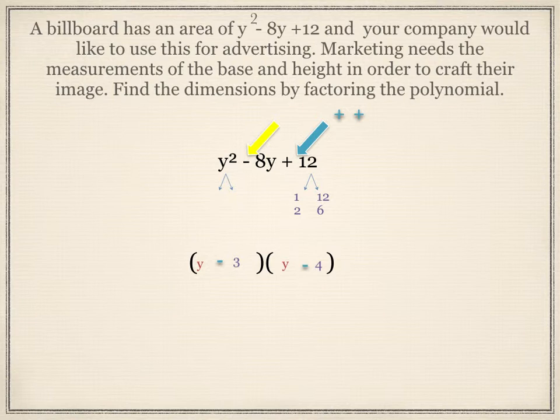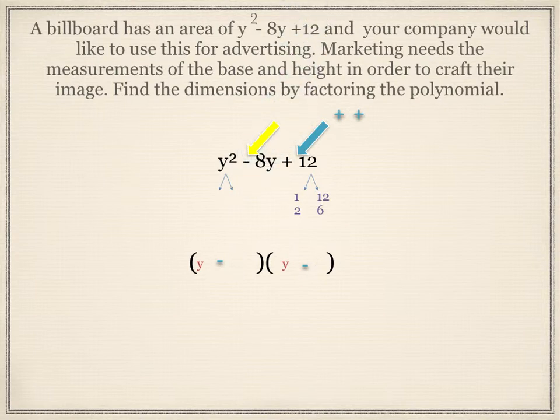Okay, now we're going to check using the FOIL method, and we're going to use just the O and the I because we want to see if we get that middle term, that negative 8y. So we get negative 4 times y plus negative 3 times y. So we get negative 4y plus negative 3y is negative 7y. And we wanted negative 8y, so it's not quite what we wanted.